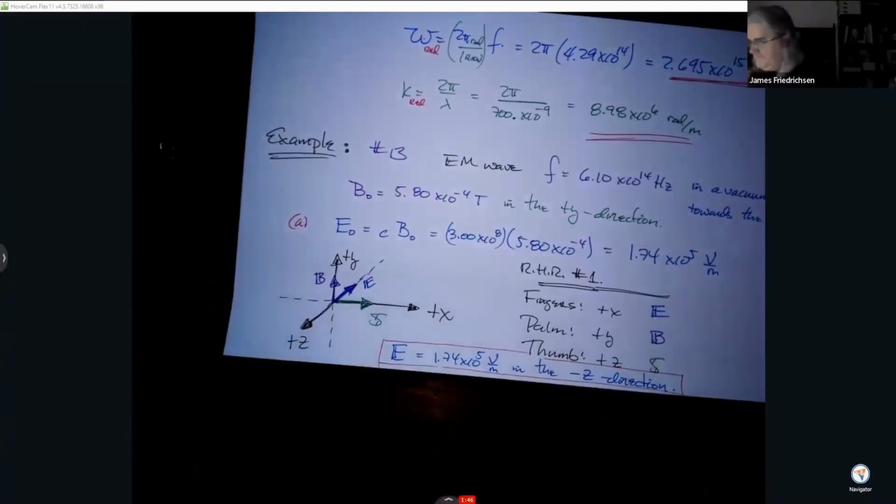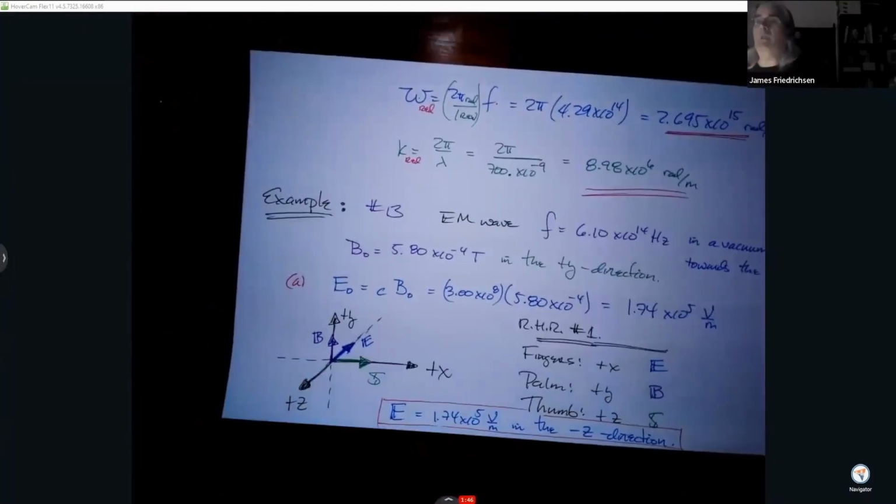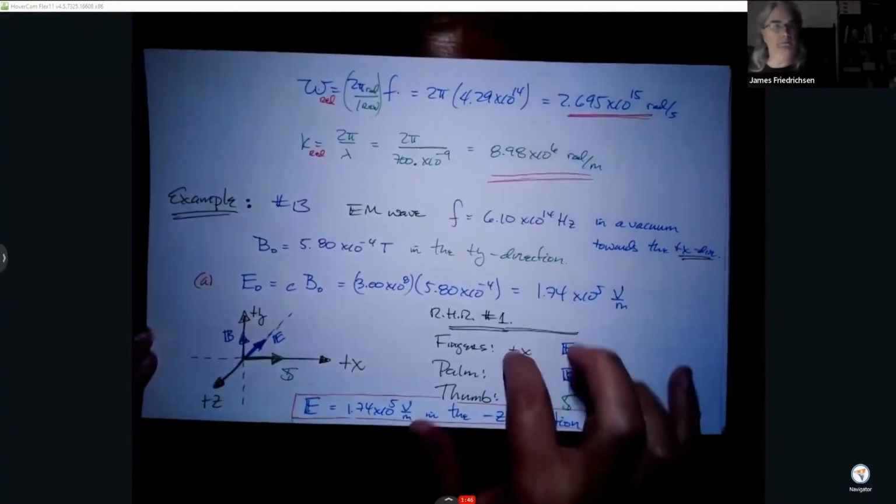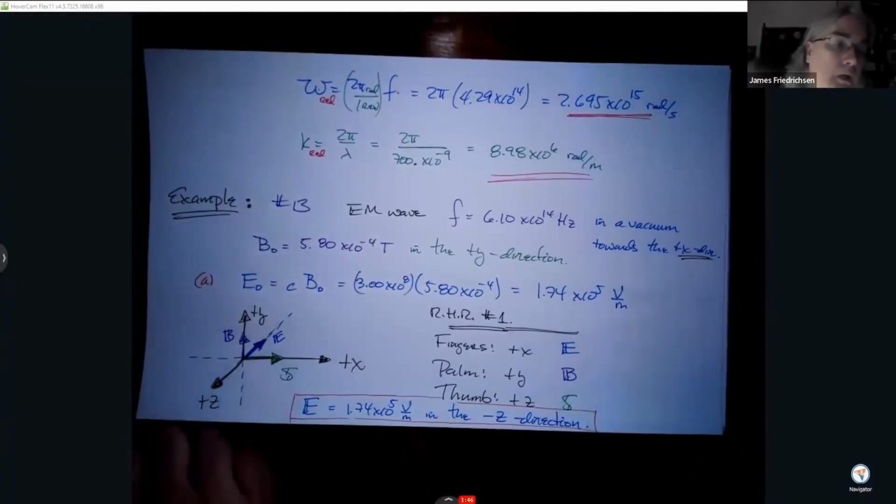Okay. How'd we do? Okay, hold on. Confused by the plus X plus Y, they're not the same as the vectors. No, that's the coordinate system, right?